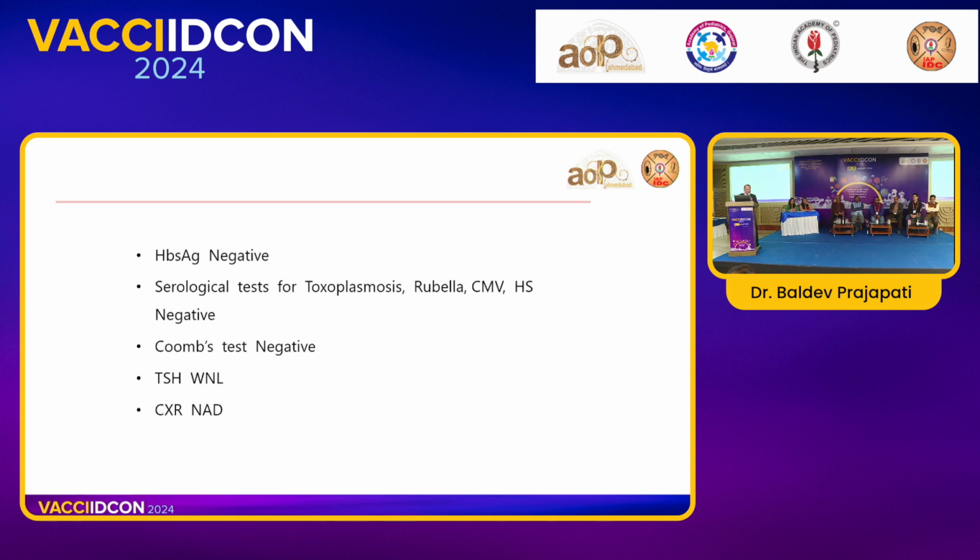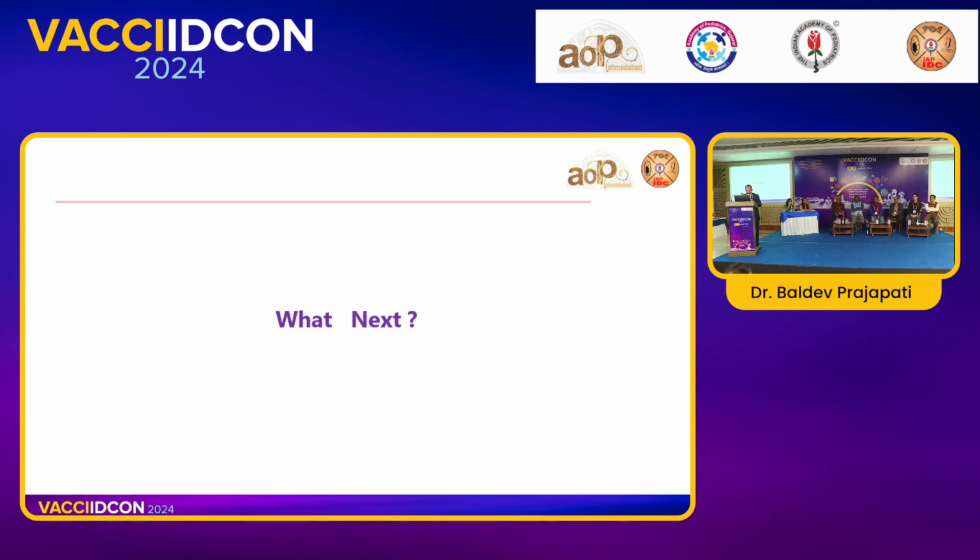Here, whatever investigations were done, HIV was negative. Serological tests for all the TORCH were negative. Thyroid was normal, chest X-ray was normal. And actually, we were not clear what we should do next with these investigations.